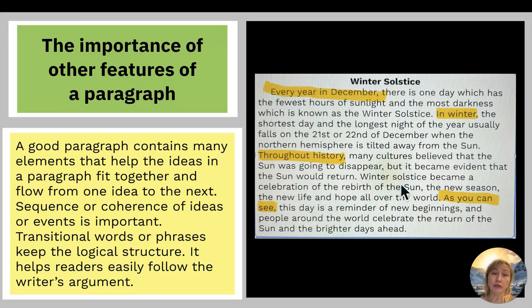The importance of other features of a paragraph. A good paragraph contains many elements that help the ideas in a paragraph fit together and flow from one idea to the next. Sequence or coherence of ideas or events is important. Transitional words or phrases keep the logical structure, and it helps readers easily follow the writer's argument.